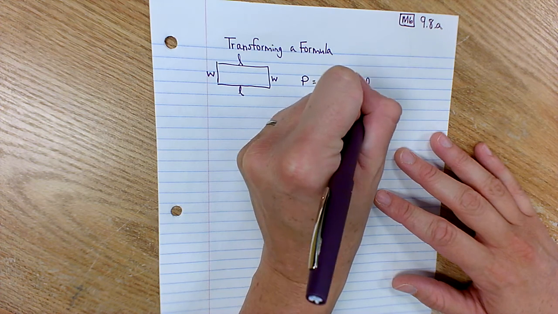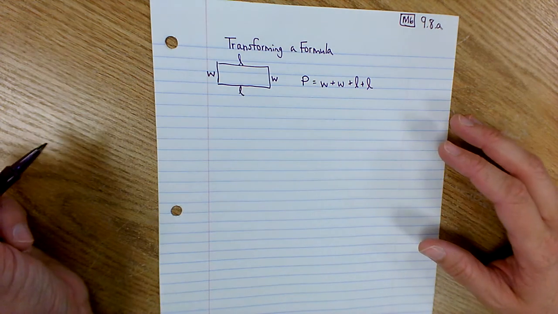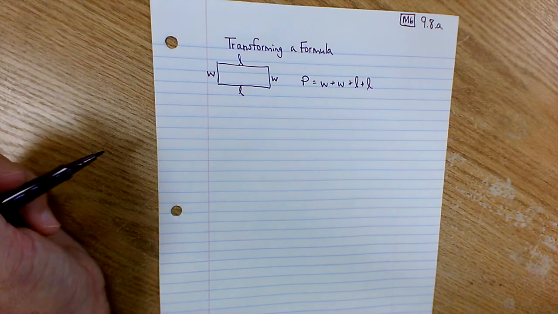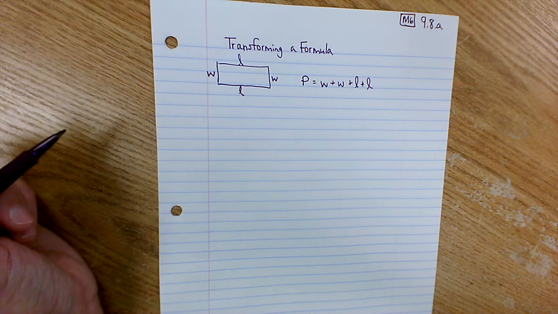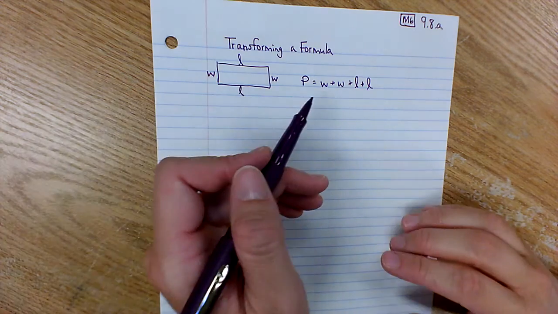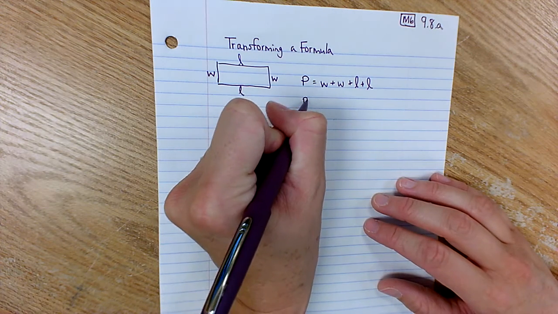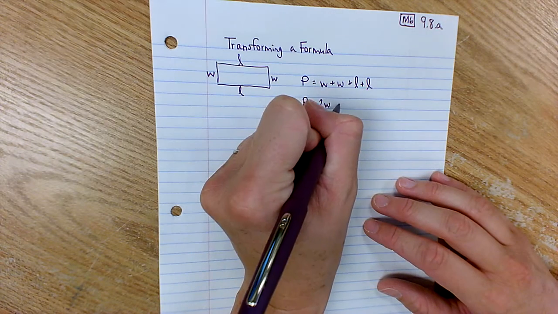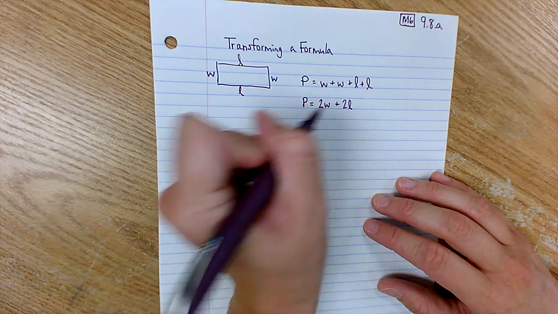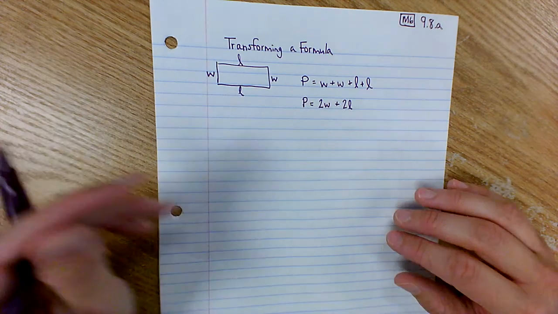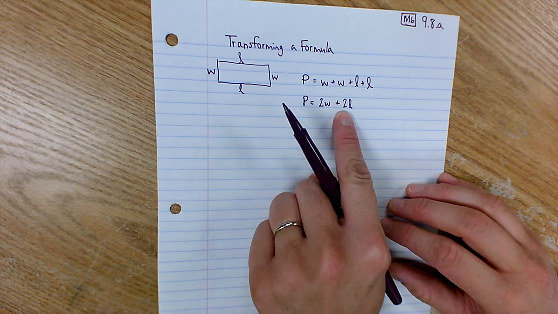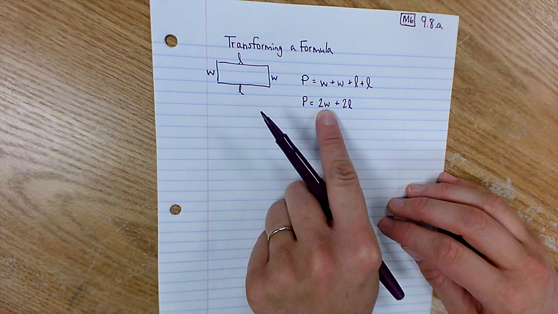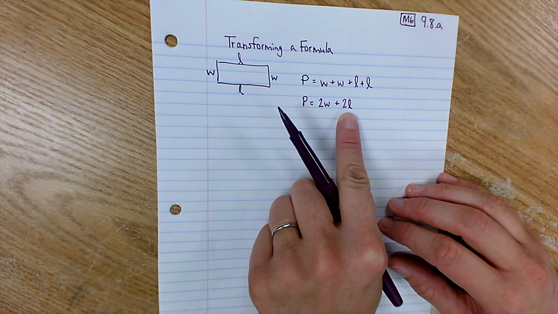I'm using cursive L's because print L's look like ones in math. So we always use a cursive L to show length. And then I could simplify this. Perimeter equals 2 times whatever the width is plus 2 times whatever the length is. This is the formula for the perimeter of a rectangle: perimeter equals 2 times the width plus 2 times the length. So that is our formula.